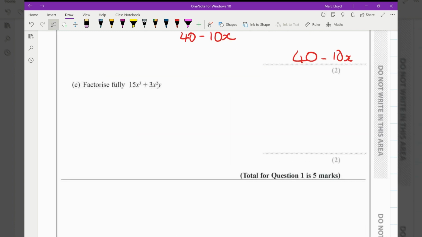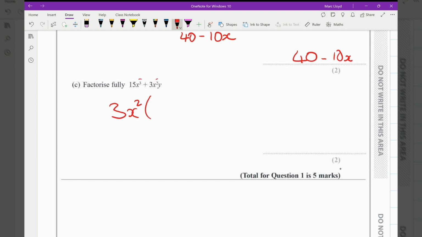Part C, factorize fully. So we're looking for the highest common factor. Now both these terms can be divided by 3, so we take 3 outside. We can also divide both of them by x squared, because you can see we've got x cubed and we've got x squared, and we take the lowest power, which is what we can divide both of those by.